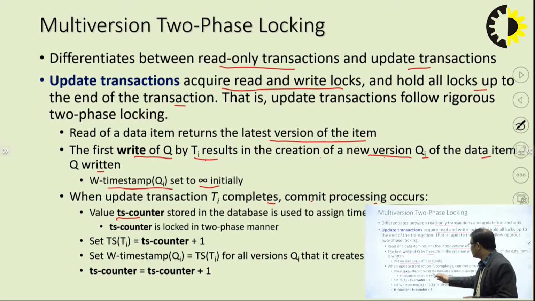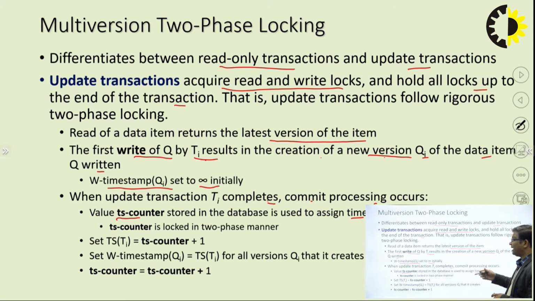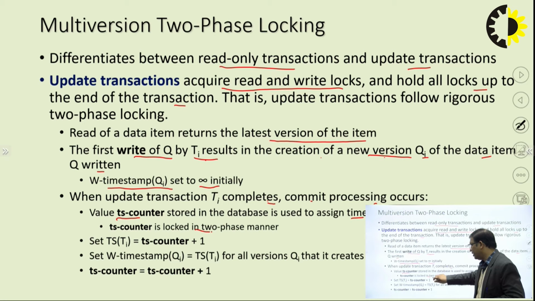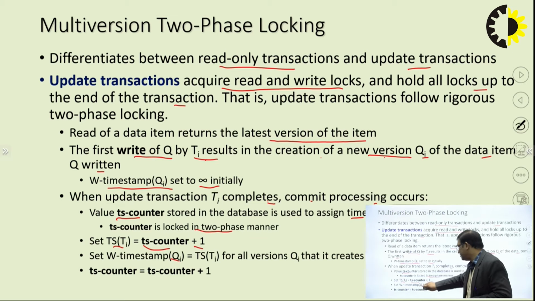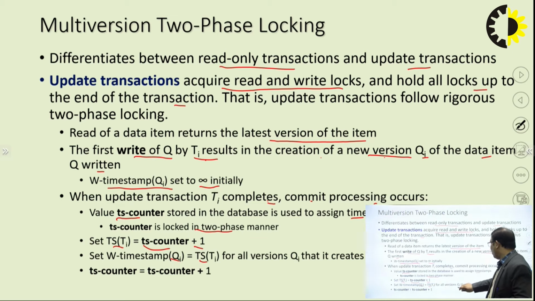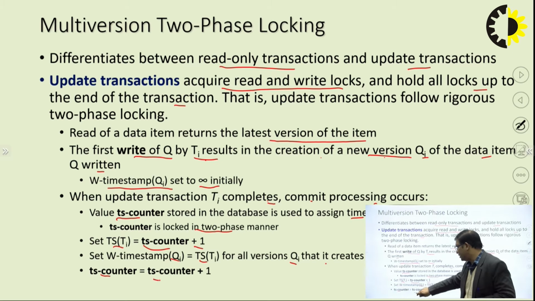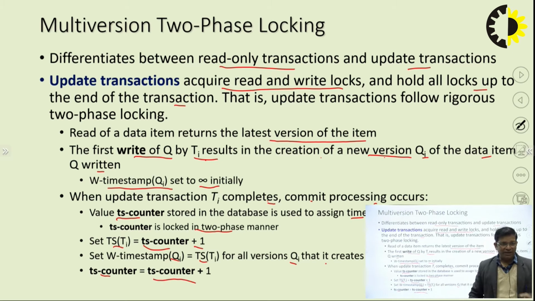So the TS counter stored in the database is used to assign the time stamping. The time stamping is assigned, and then the TS counter is locked in a two-phase manner. Then TS of Ti is equal to TS counter plus 1, because we have to do another transaction. So we have to increase the value of the TS counter. Then the write time stamping is equal to TS for all versions that are created, and the TS counter is incremented by 1 from the existing TS counter.